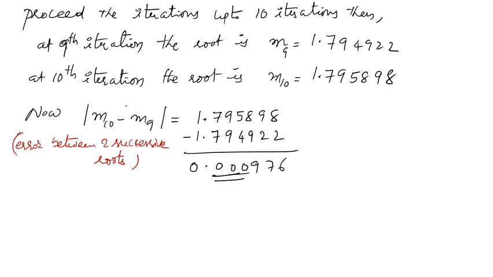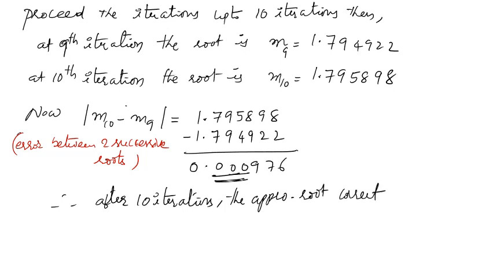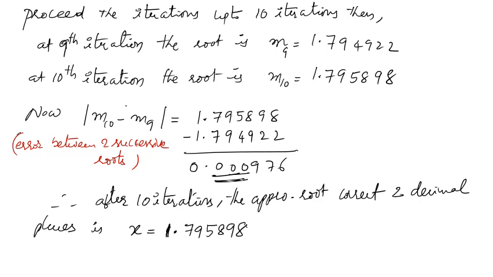So actually we are getting 3 decimal accuracy, right? This is enough. Therefore, after 10 iterations, the approximate root, correct to 2 decimal places, is x equal to 1.795898. This is the answer.